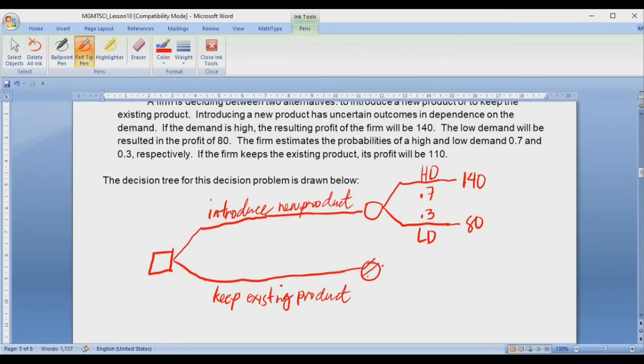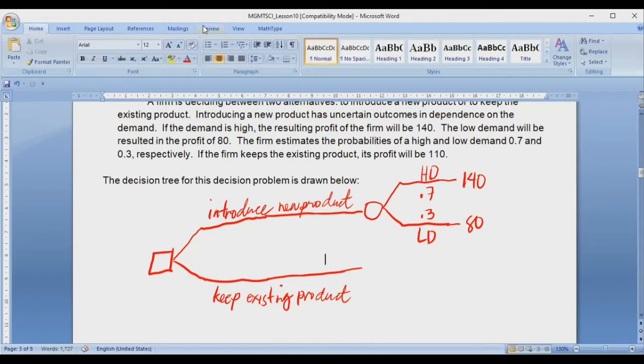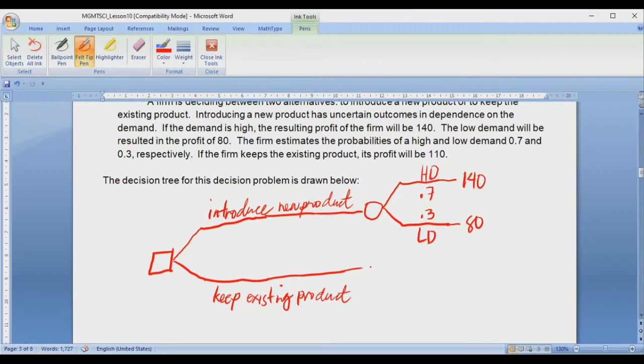You can just remove the circle. No need to write a circle here. Then you write the earnings or the profit already. We're at the terminating node now. This is 110. Okay? So which is better to choose? Introducing a new product or keeping the existing product? So the decision, or the profit, will be put here at the top of this square.